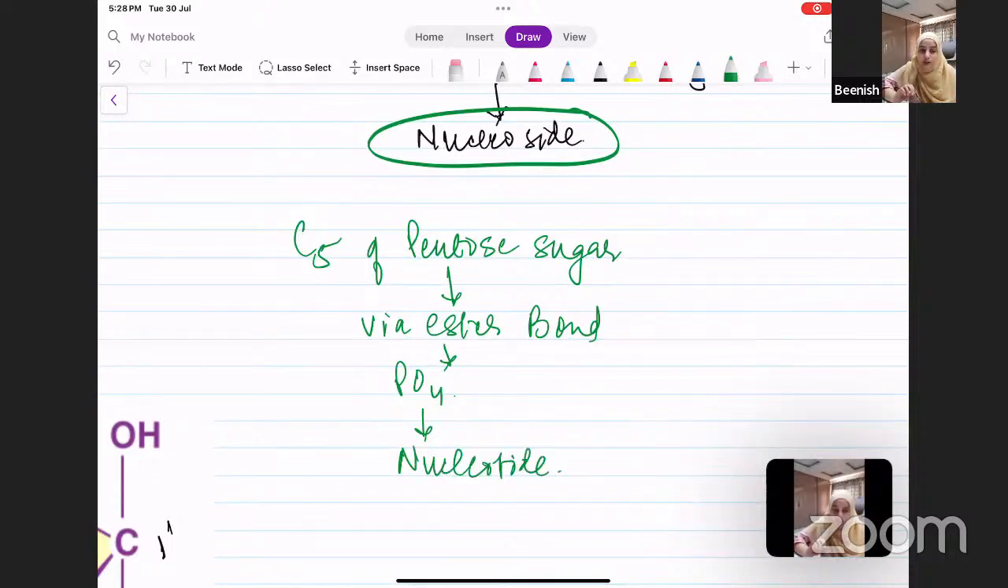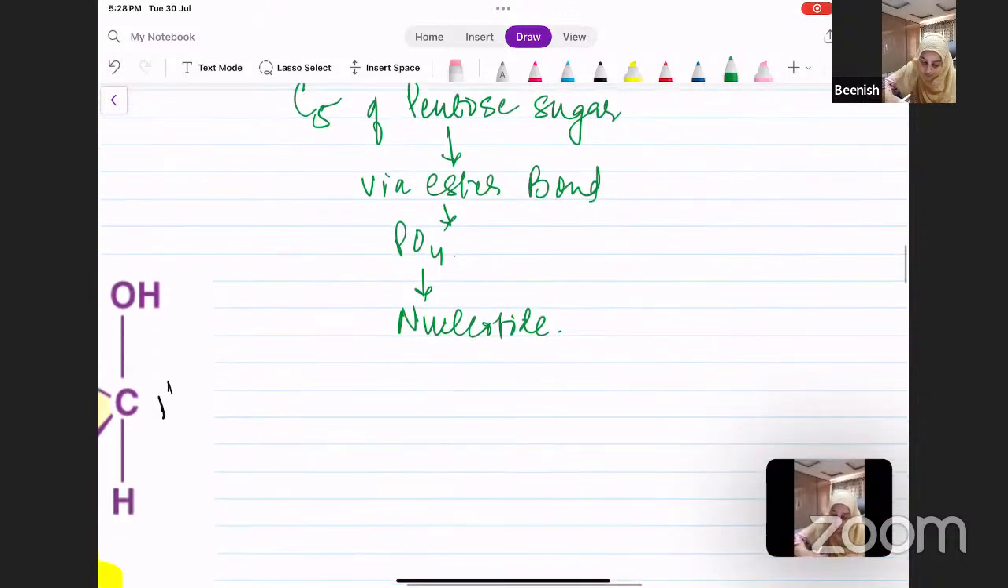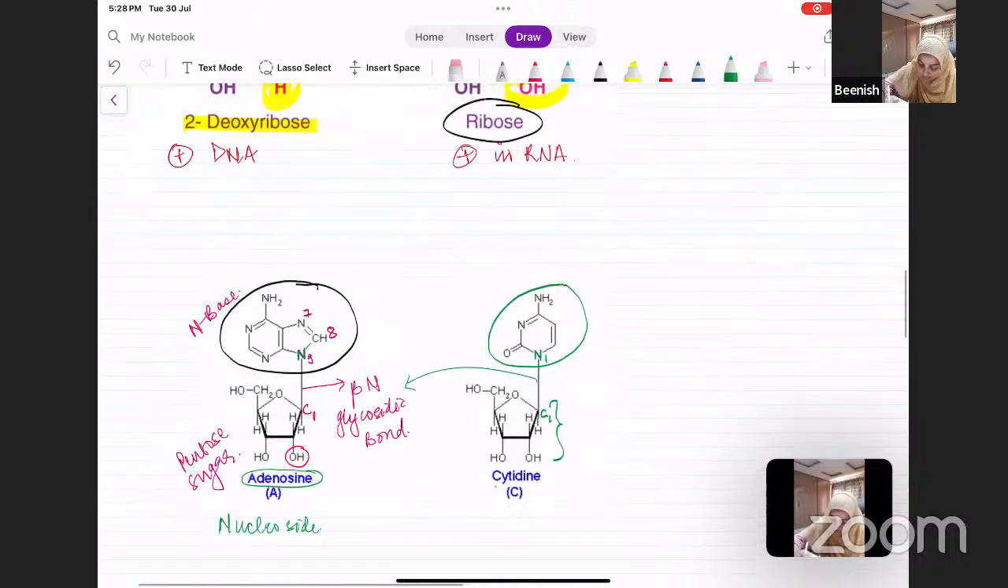I hope it's clear. So nucleotides can have one, two, or three phosphates. If they have one phosphate at carbon 5, then it is a monophosphate. If they have two phosphates, it is a diphosphate, and if they have three phosphates, it is a triphosphate. The further phosphates that are attached are attached by anhydride bonds. If I show you the diagram, it will become more clear.